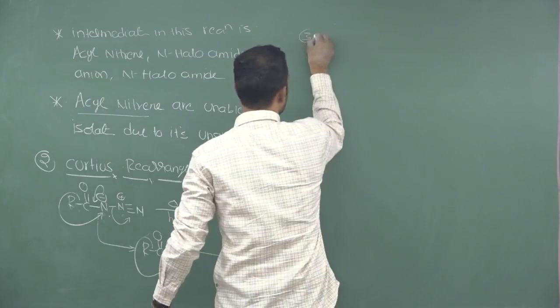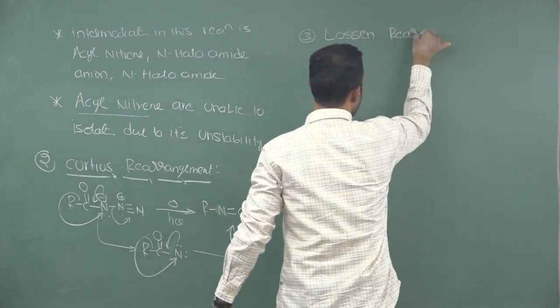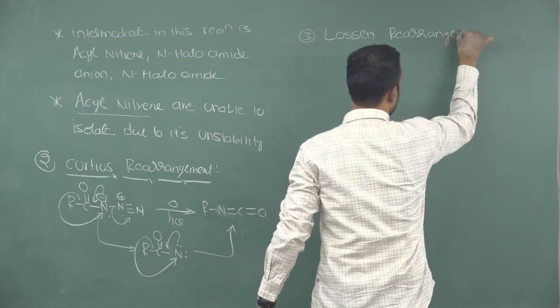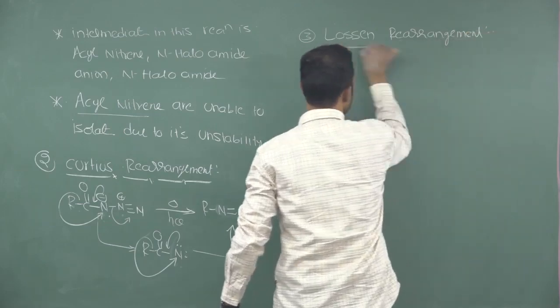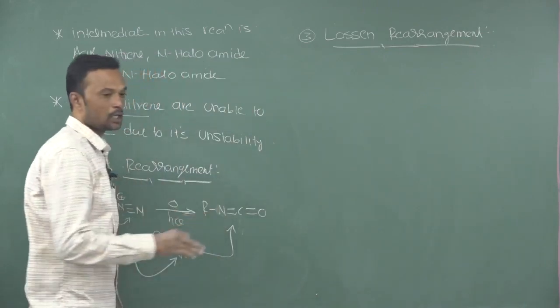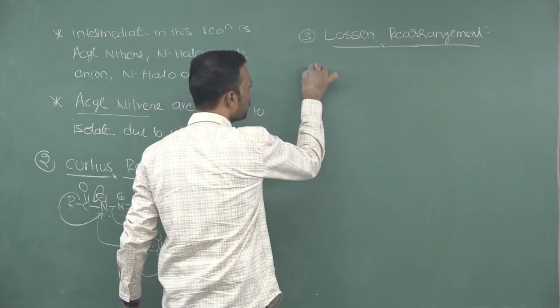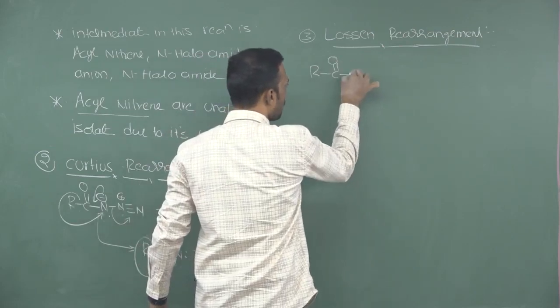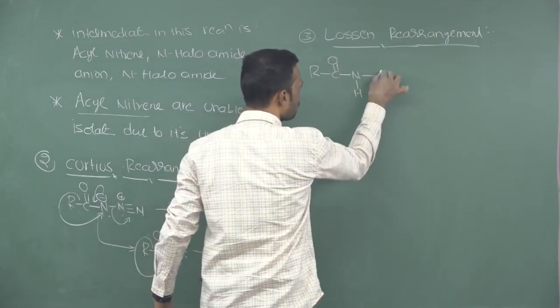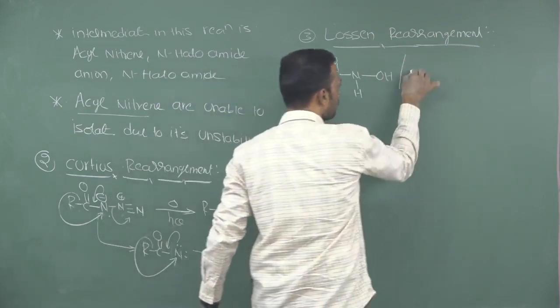Now, this is called Lossen rearrangement. Next is Lossen. Lossen rearrangement is carried out under thermal, acidic medium as well as basic medium. Here what are we using? Here we are using a hydroxamic acid derivative. Hydroxamic acid or its O-acyl.